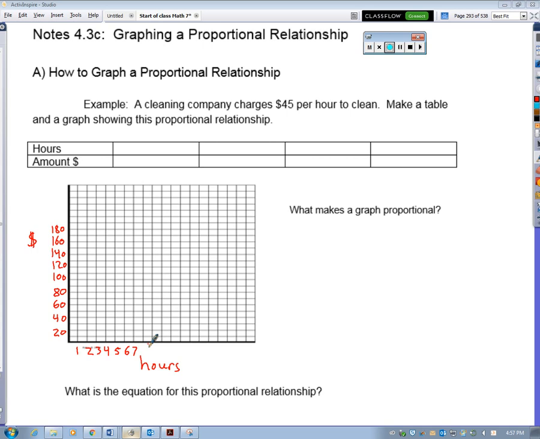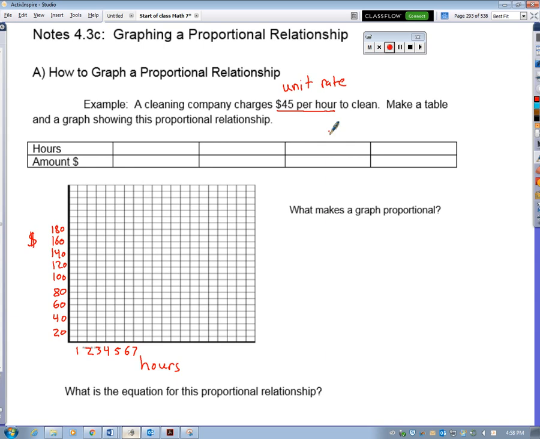Alright, now that you paused that and you got your graph created just like mine, now we're going to bring everything together. Here is how we're going to graph a proportional relationship. Okay, here's our first example. A cleaning company charges $45 per hour to clean. This time they're telling us the unit rate. That's how much they charge per hour. So here's our unit rate. Here's our rate of change.